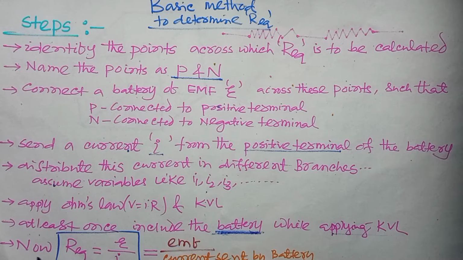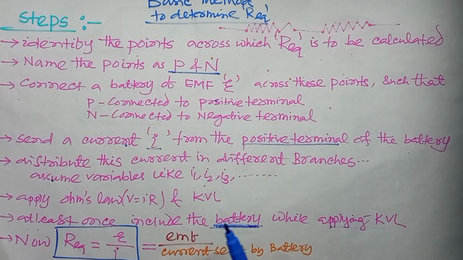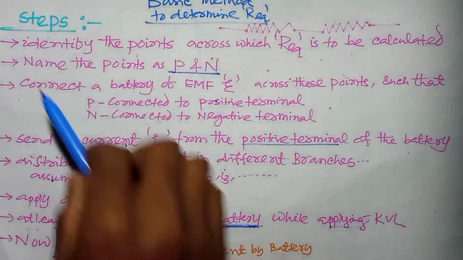Now our equivalent resistance will be the EMF upon the current sent by the battery. EMF upon the current sent by the battery. This will be our equivalent resistance. So these are the steps.